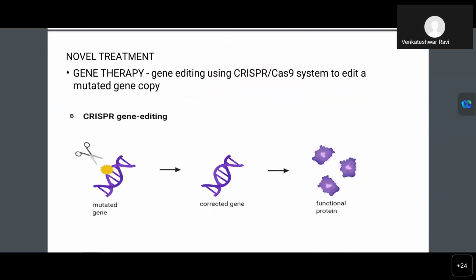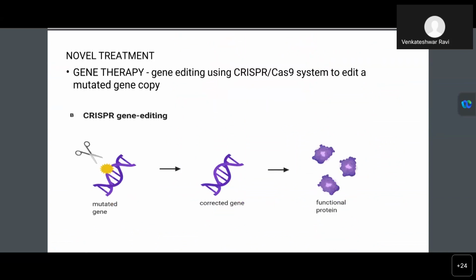The novel treatment also introduced in familial hypercholesterolemia is gene therapy, gene editing using the CRISPR Cas9 system to edit the mutated gene copy.